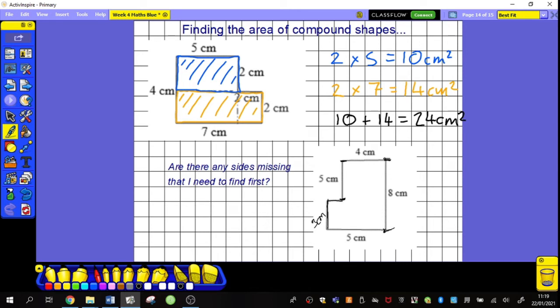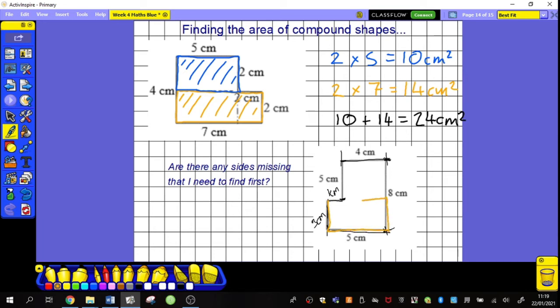Let's use that same thinking to find my slightly shorter one. So the whole base is 5, and if I know 4 of it at the top, then the missing part must be 1 centimeter in there. So now I've found all of these sides.